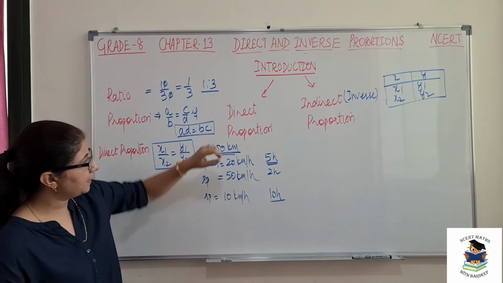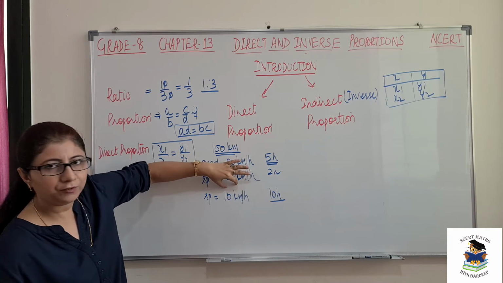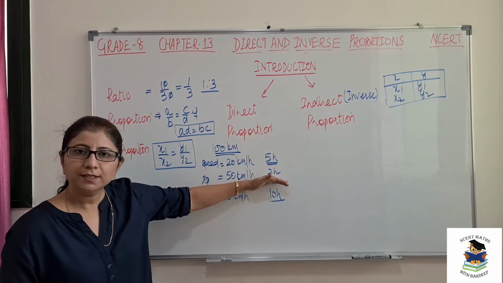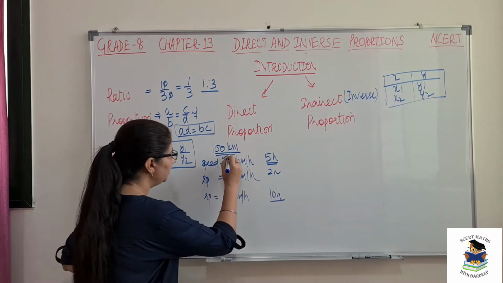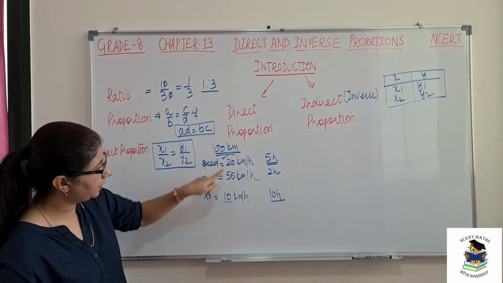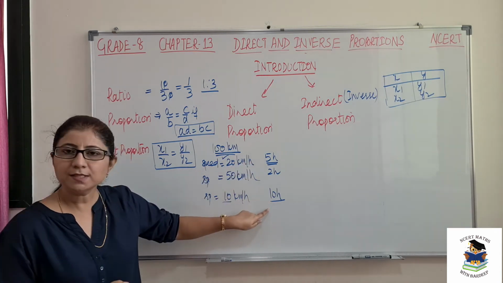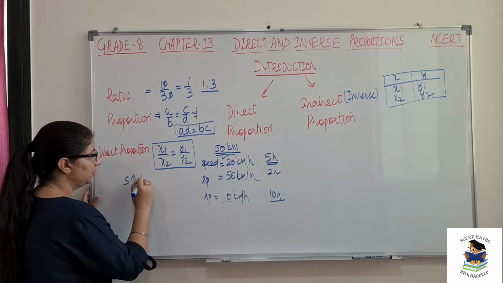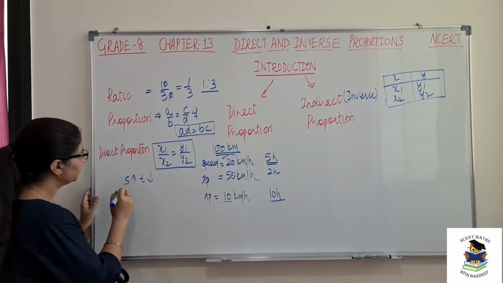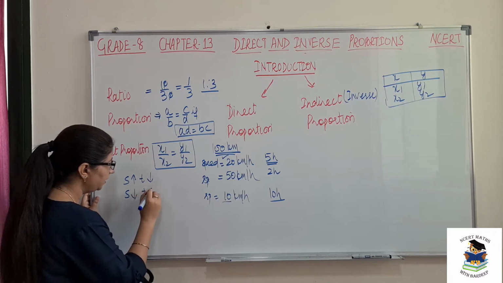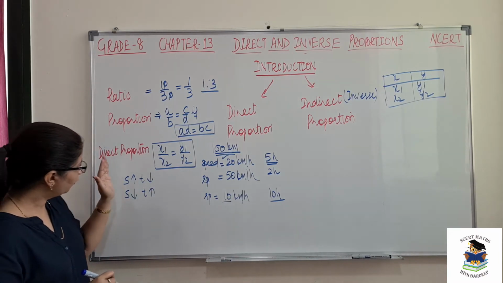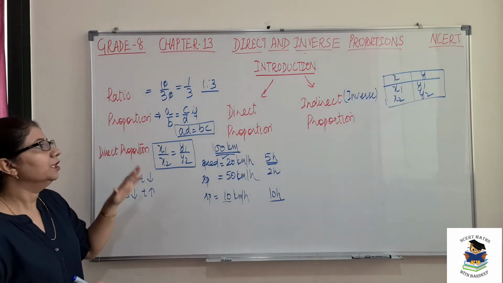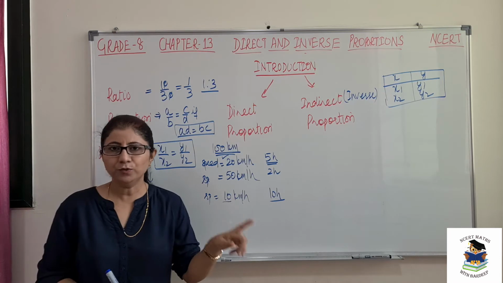So now we will analyze this. If we go from 20 to 50, that means this quantity is increasing, and the corresponding time is decreasing. If we consider 20 and 10, it is decreasing, and see, time is increasing. So that means if speed is increasing, time is decreasing. If speed is decreased, then time will be increased. So one quantity is increasing and the other quantity is decreasing. So this type of data is inverse proportion.